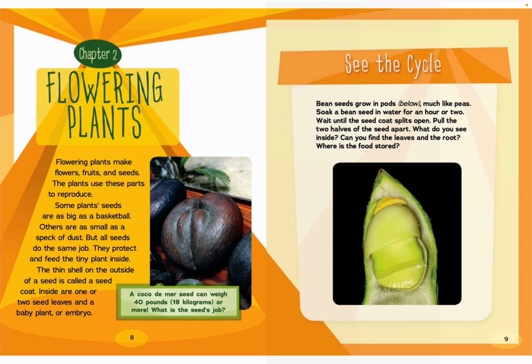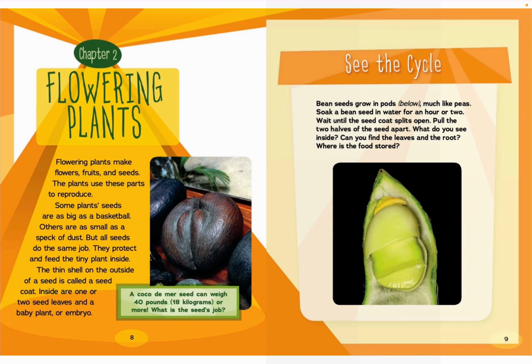The thin shell on the outside of a seed is called a seed coat. Inside are 1 or 2 seed leaves and a baby plant, or embryo. A coco de mer seed can weigh 40 pounds, 18 kilograms, or more. What is the seed's job?